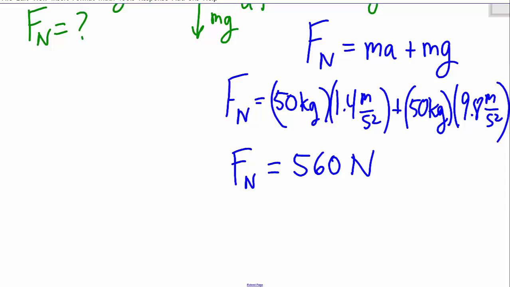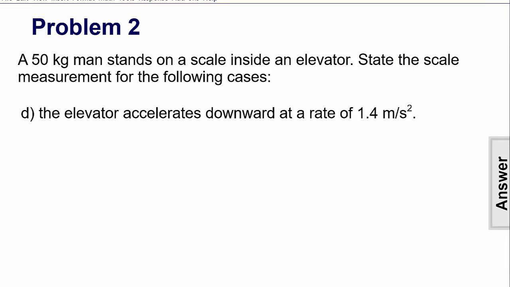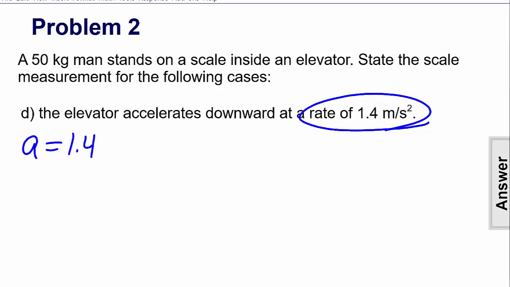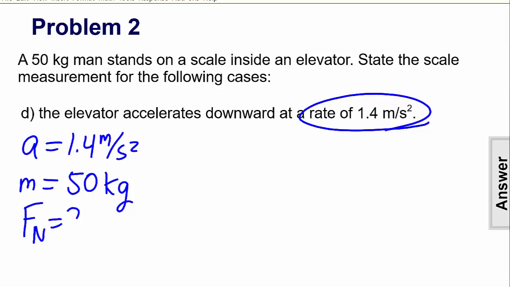Let's move on to the last part of the problem. The elevator accelerates downward at a rate of 1.4 meters per second squared. Again, the acceleration is 1.4 meters per second squared, but the direction has changed. So we're going to see something a little bit different when we draw our diagram. Here are our givens once again. Now let's draw that diagram. We have mg pointing down, and we have normal force up. But this time, because we're accelerating downward, our net force must be downward, and therefore that vector must be a little bit longer. So mg is a little bit bigger this time than the normal force. We don't know how much bigger, but we're going to calculate that. The last part we need to add is the acceleration, which is pointing down.